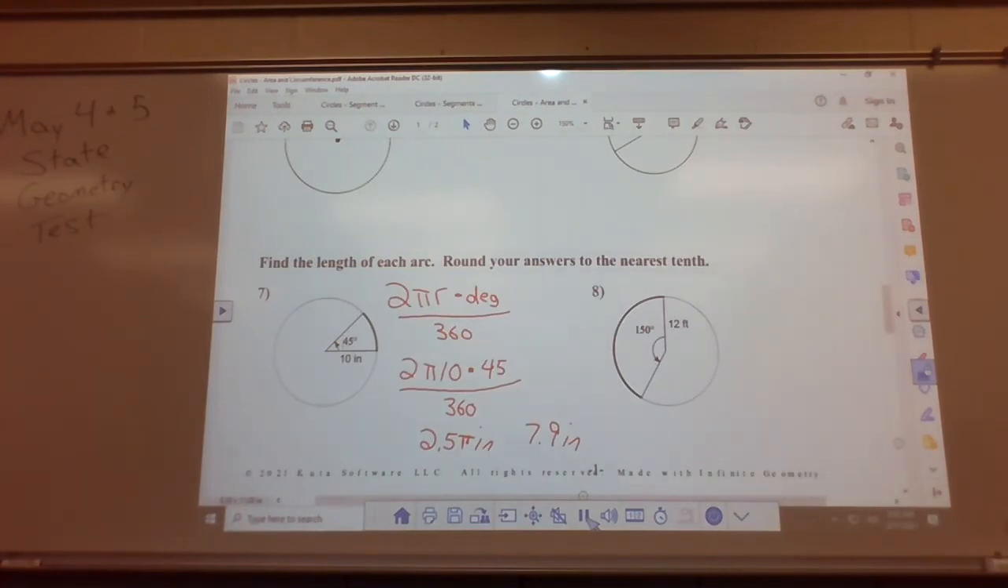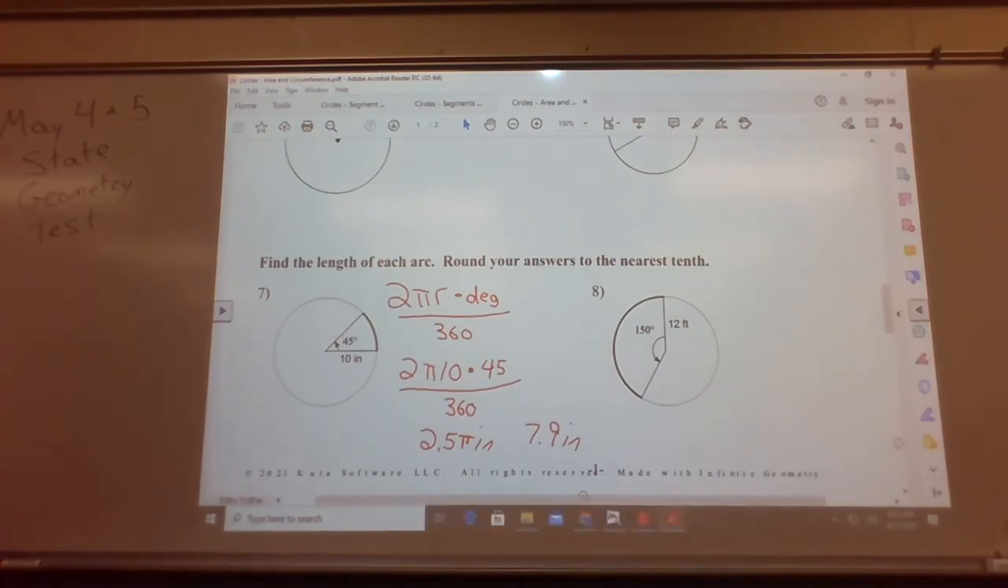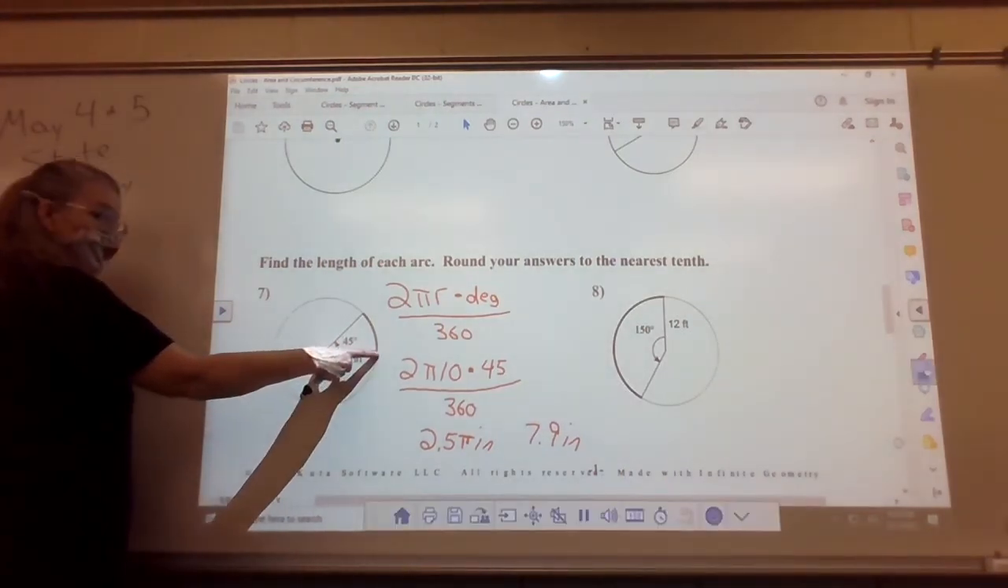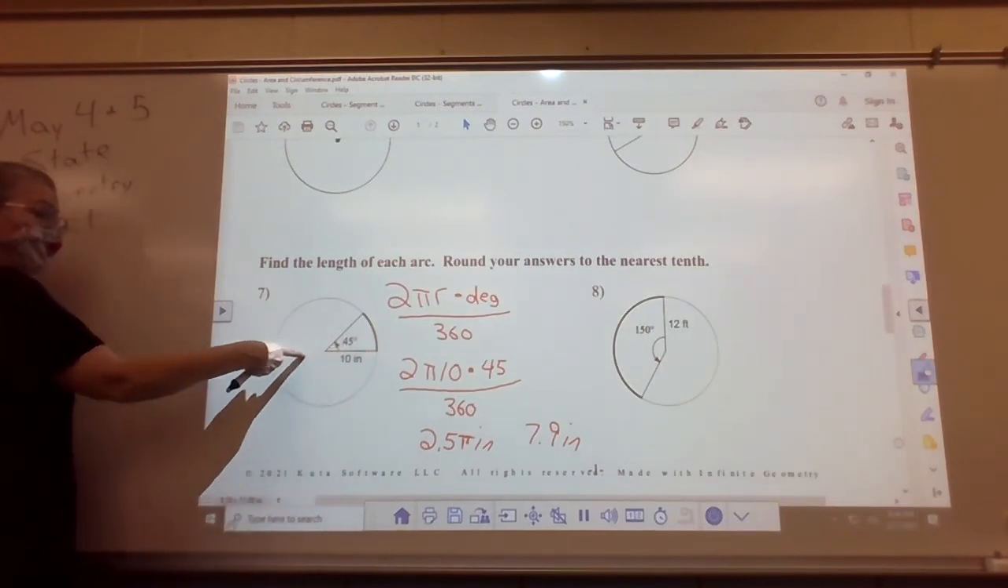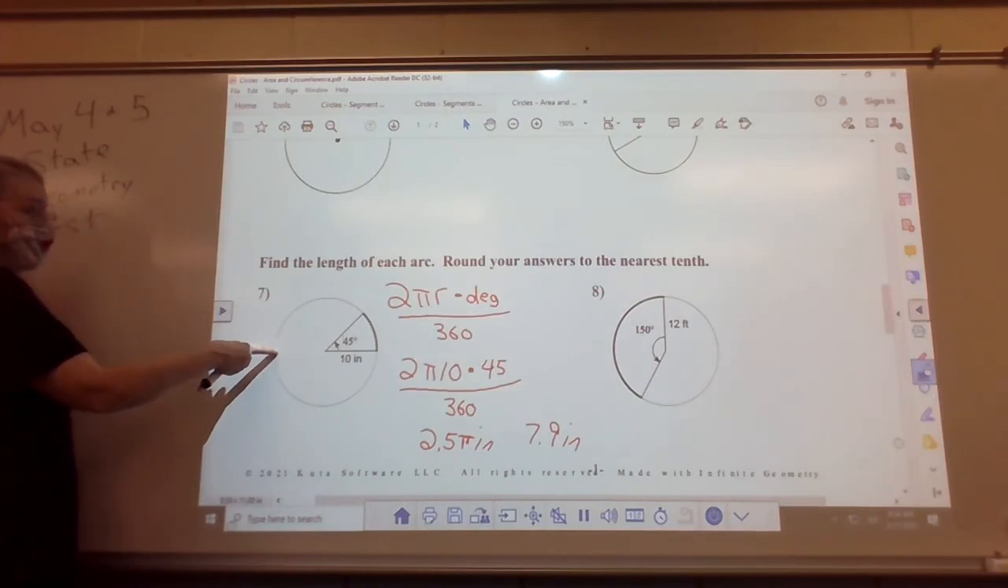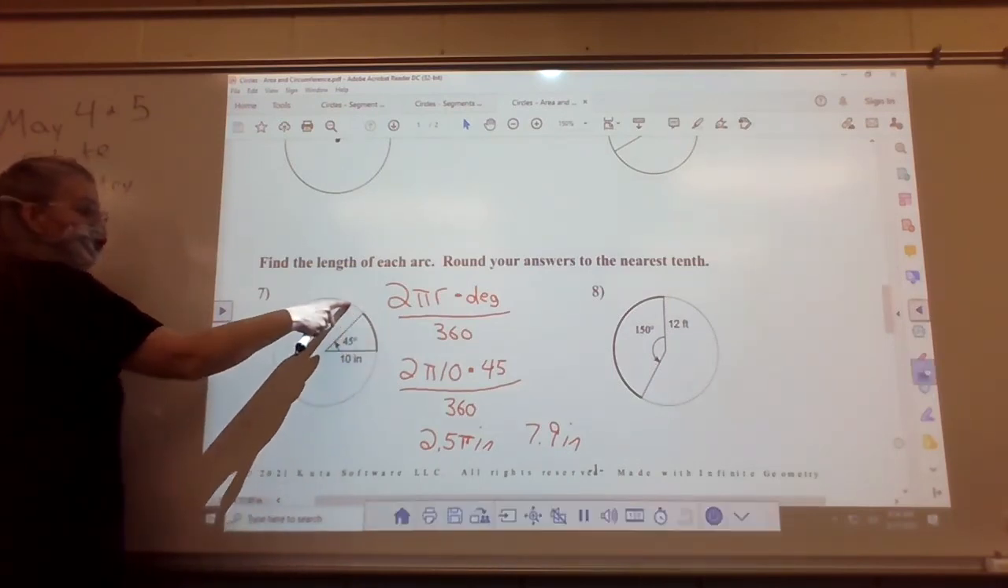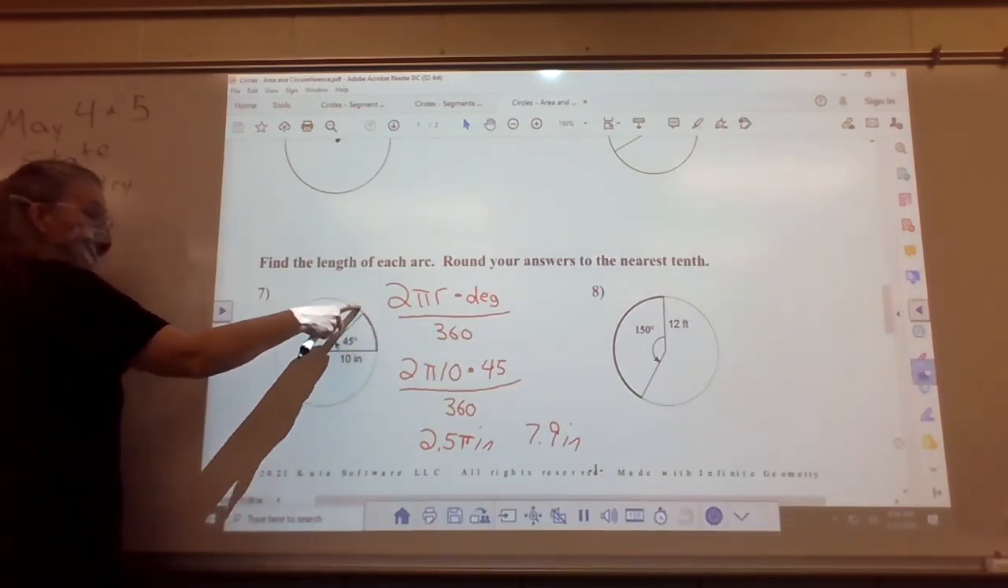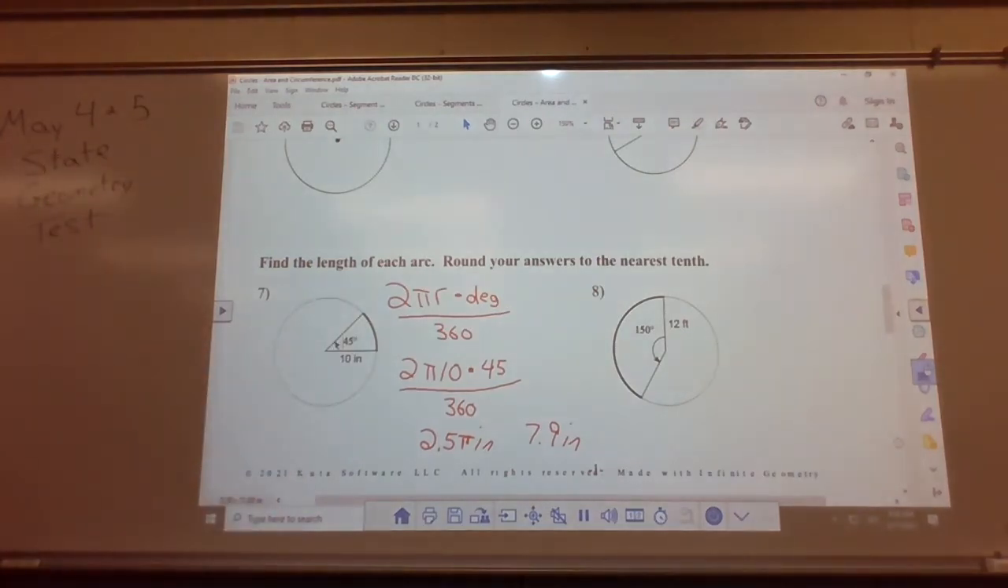So that means if I have a 10-inch radius pizza, which is a really big pizza, because usually pizza sizes are the diameter of the pizza. So this would be like a 20-inch pizza. It's a really big pizza. This piece of pie would have a crust that's 7.9 inches. That's how big the crust is on that.